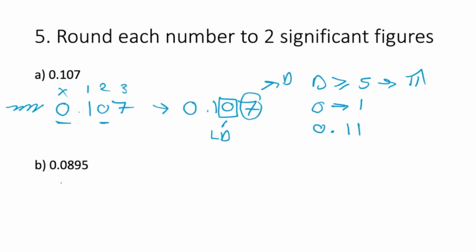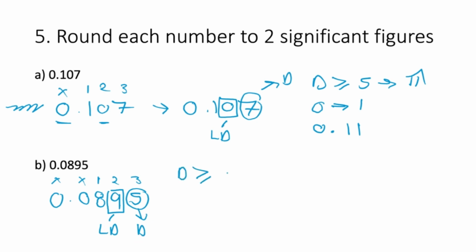Last question. So you have 0.0895. Round to the nearest 2 significant figures. So you skip the zeros. They won't count as a significant figure since there's no number before. So 8 would be the first, 9 would be the second, 5 would be the third. We're rounding to the second significant figure, so 9 would be the last digit and 5 would be the decider.